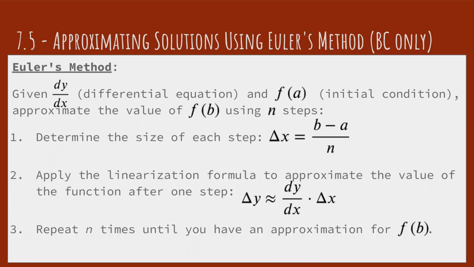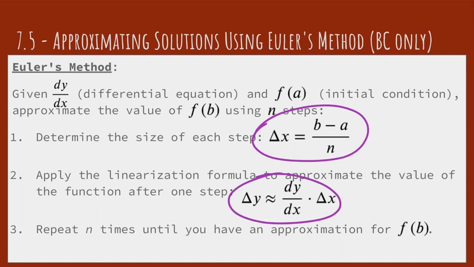The idea of Euler's method is essentially the same as linearization, except we're going to take it in steps. With Euler's method, we're given a differential equation and an initial condition, and we want to approximate the value of the function at some other point, but we're going to use a certain number of steps. We determine the size of each step. Then we apply that same linearization formula, but for one step at a time, and we repeat that until we get to the point f of b.